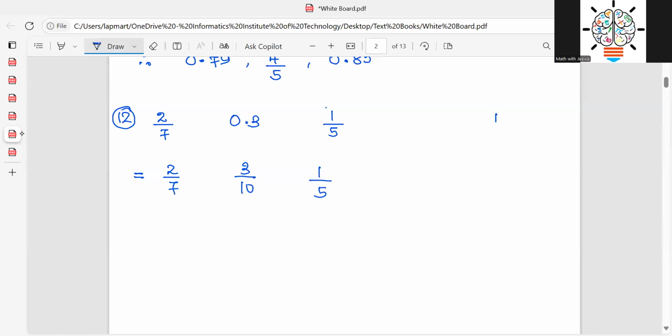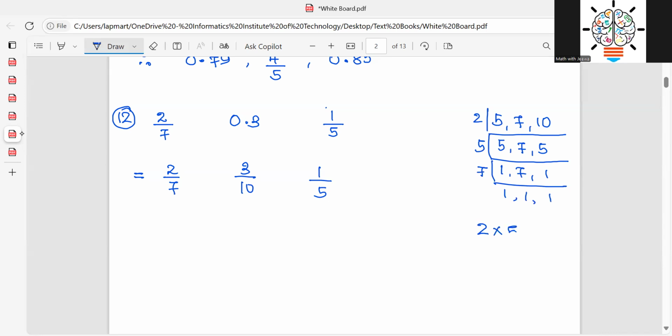When you get 5, 7, and 10, what is the LCM, children, that you just see? 5, 7, 5, and then we have 5, 1, 7, 1. Then I can divide this by 7, 1, 1, 1. So then the LCM will be 2 times 5, 10 times 7. So then here 70, right? So then what I do, you just imagine, right? 70, then I have 70 and 70, right?